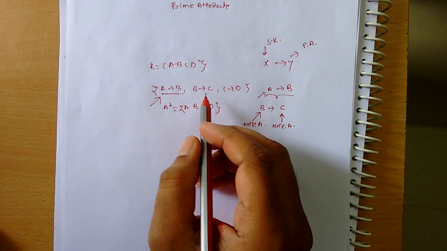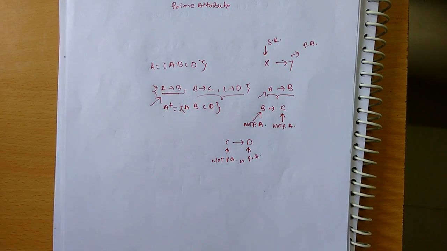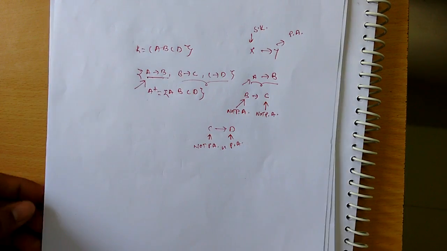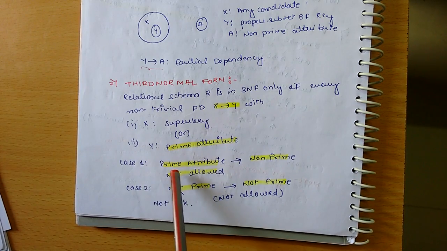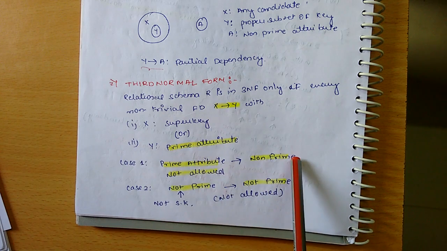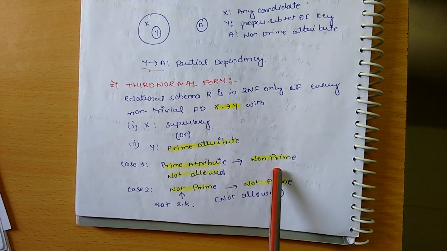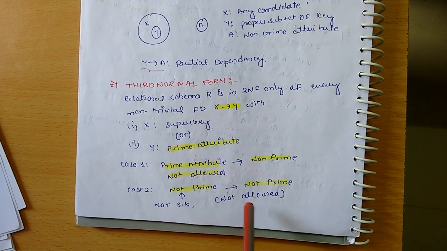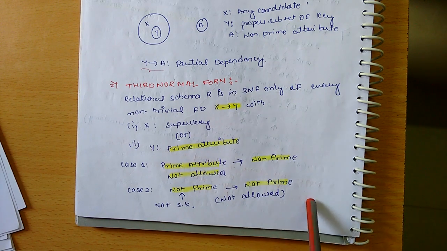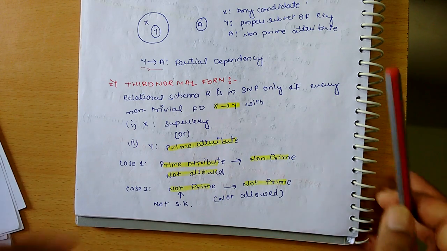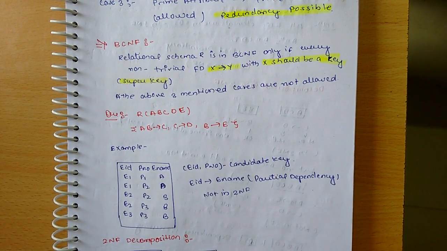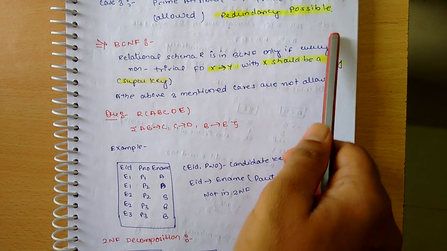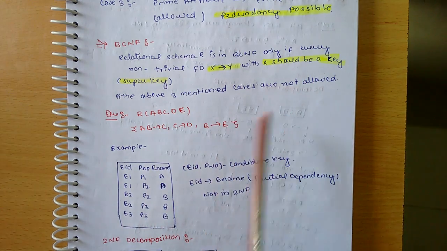So in third NF, these two functional dependencies are not allowed. Case 1, prime attribute goes to non-prime attribute, is not allowed because of second normal form. Case 2, non-prime to non-prime, is not allowed in third NF. It means that we have removed these two possible redundancies. We are left with case 3, where prime attribute goes to prime attribute and redundancy is possible. This case is still possible till third NF.